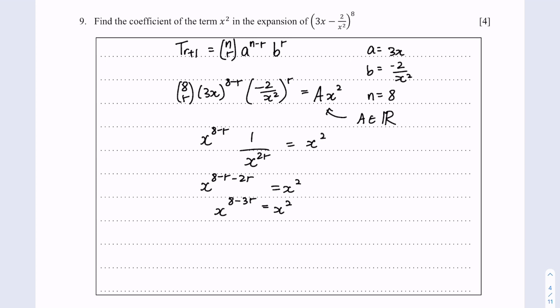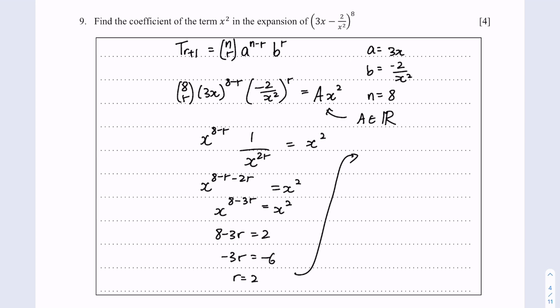Now I have an equation where there's powers on both sides. Both of them have the same base, so I can equate their exponents. 8 minus 3r is equal to 2. Let's solve for r. So I find that r is equal to 2.